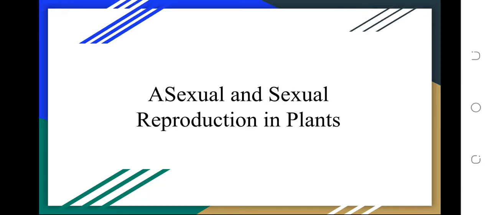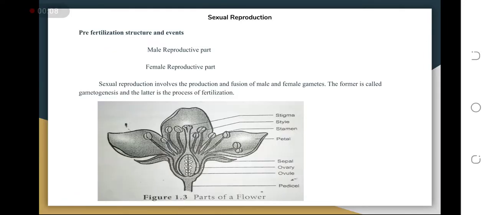Hello students. Asexual and sexual reproduction in plants. Already we saw asexual reproduction and vegetative reproduction. Today we are going to see sexual reproduction. In this, pre-fertilization structure and events. In pre-fertilization structure and events, we are going to see male reproductive part and female reproductive part.